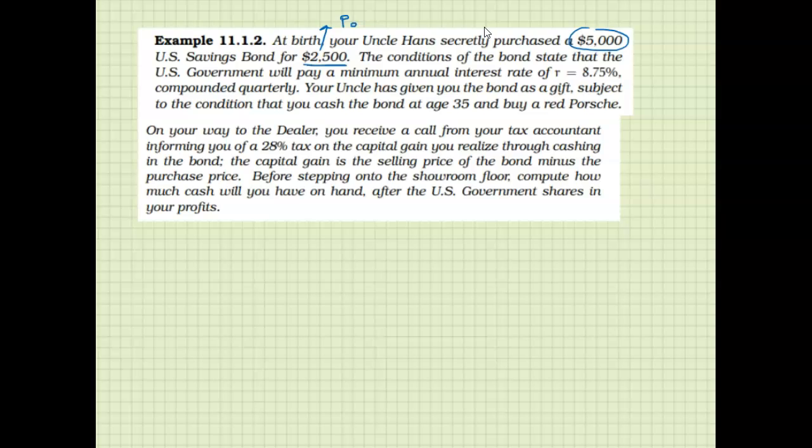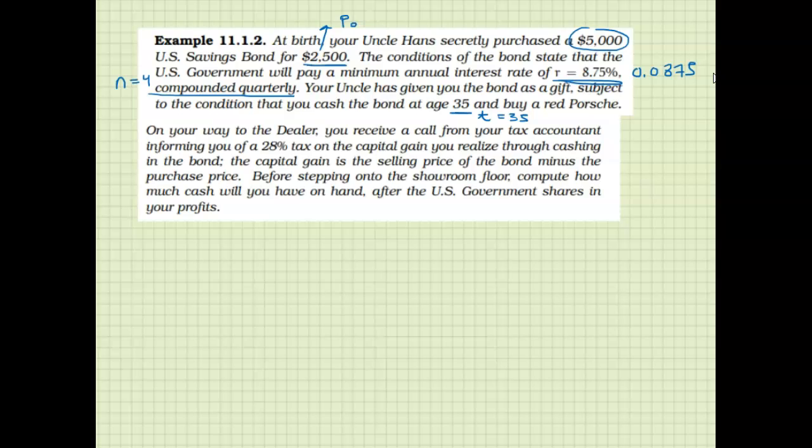Right. Then this is an interest rate. So this is R, and we need to change that to a decimal: 0.0875. And it's compounding quarterly, so N equals 4 times a year. Okay. And 35 is the number of years, so T equals 35.